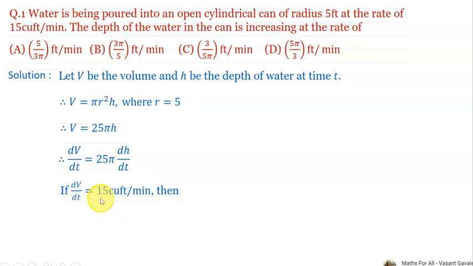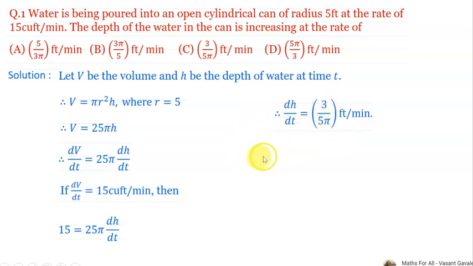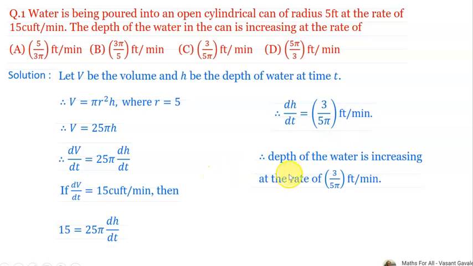We know dV by dt equals 15 cubic feet per minute. If we substitute it, then we have 15 equals 25 pi dH upon dt, and hence dH upon dt equals 3 upon 5 pi feet per minute. Therefore, the depth of the water is increasing at the rate of 3 upon 5 pi feet per minute. Hence option C is correct here. Next example.